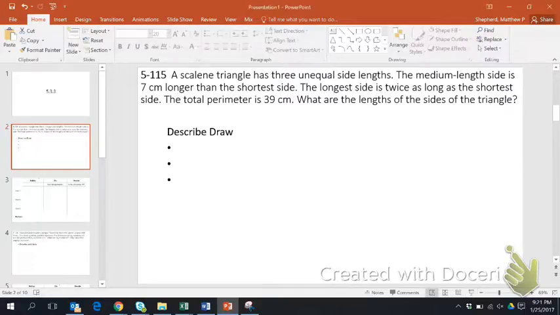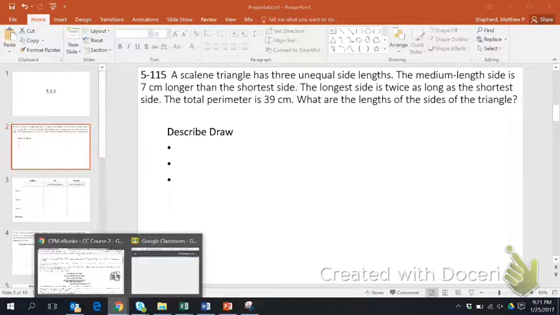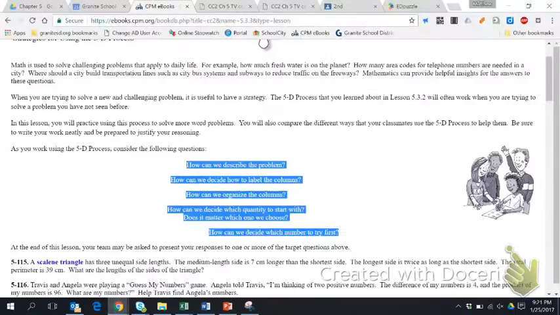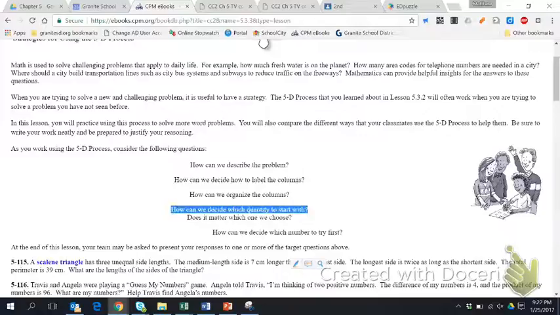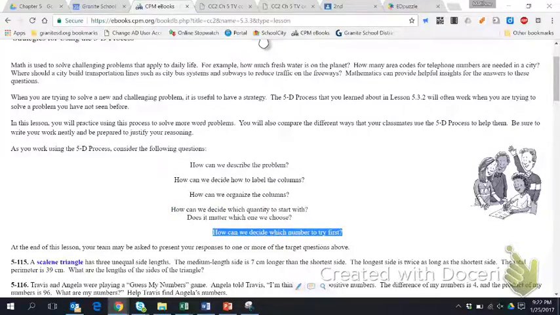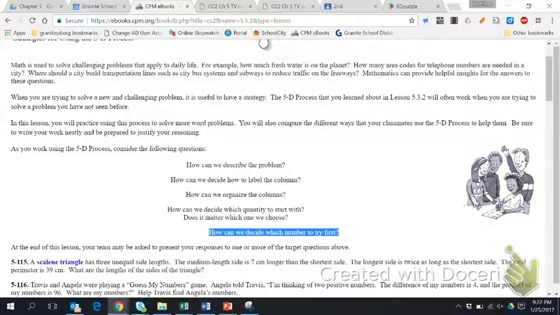So, at this point, you've reached the end of the video. Answer these questions. How can I describe the problem? How can I decide how to label the columns? How can we organize the columns? How can we decide which quantity we're going to start with? Does it matter which one we choose? And how can we decide which number to try first?